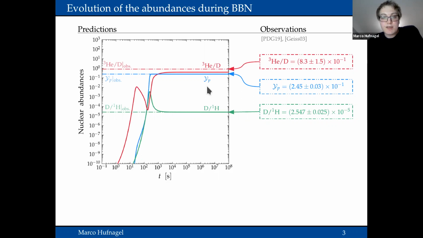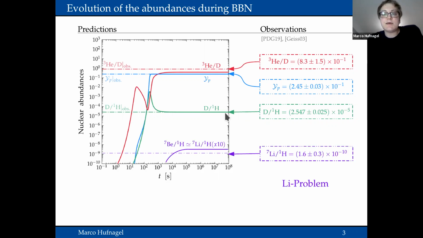There is one notable exception, however, and this is the abundance of lithium-7. So I show here the abundance of beryllium-7. However, beryllium later decays to lithium-7. So essentially, the abundance of beryllium-7 later becomes the abundance of lithium-7. And here the problem is that the theoretical prediction is around a factor of 3 larger than what you actually observe. And this is known as the lithium problem.